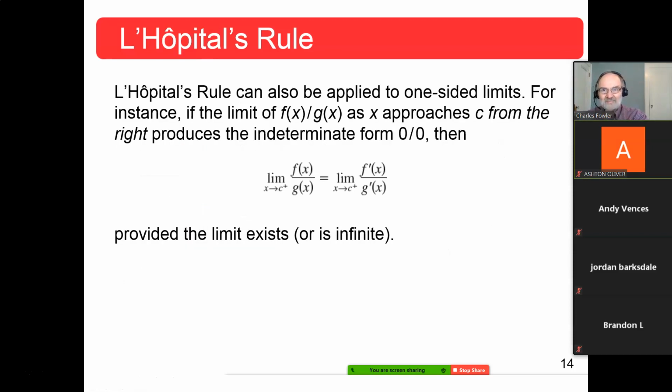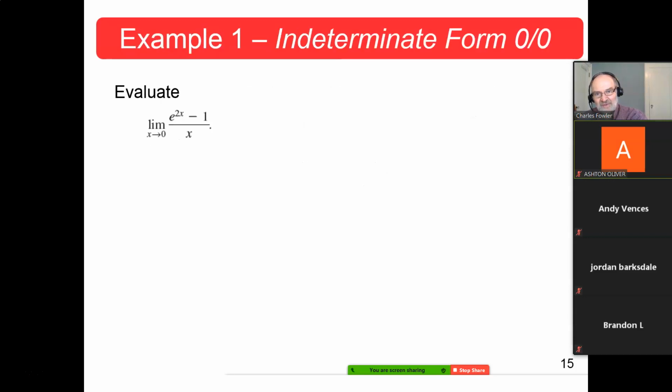We've got one minute. Let's see how far we can get. L'Hopital's rule can also be applied to one-sided limits. For instance, if the limit of f of x over g of x as x approaches C from the right produces an indeterminate form 0 over 0 at C plus, then you can still do the same thing, provided the limit exists or is infinite, and then you can still go from there.